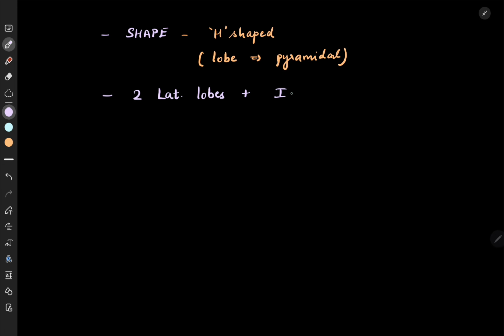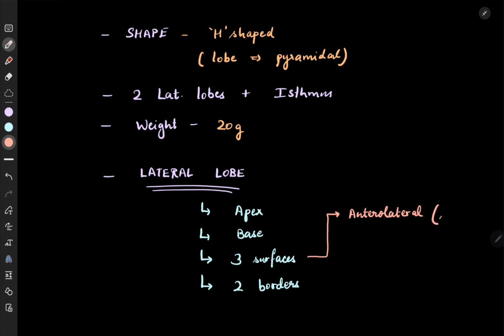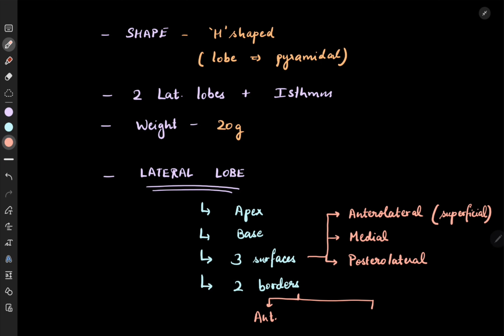The shape of the thyroid gland is H-shaped, whereas the single lobe shape is pyramidal. The parts are 2 lateral lobes and 1 isthmus. It weighs approximately 20 grams. Let us see about the lateral lobe. The lateral lobe has apex, base, 3 surfaces, and 2 borders. The surfaces are the anterolateral surface, or also called the superficial surface, medial surface, and the posterolateral surface. The borders are the anterior and posterior borders.